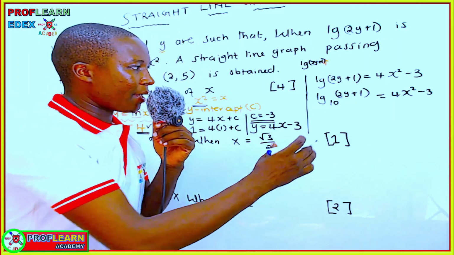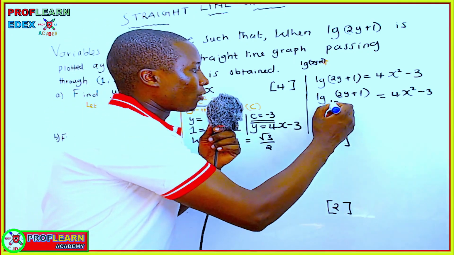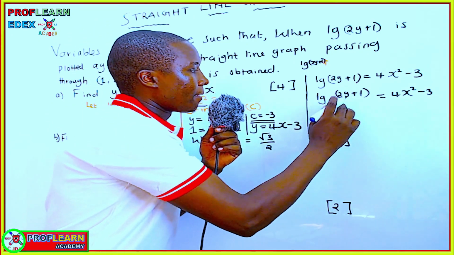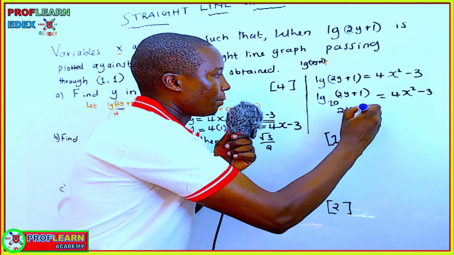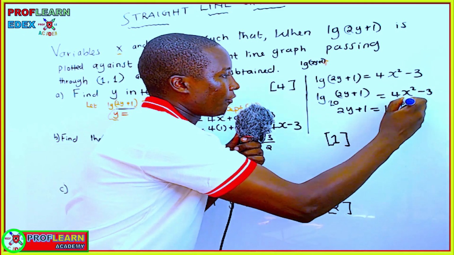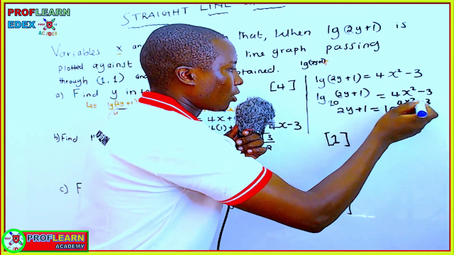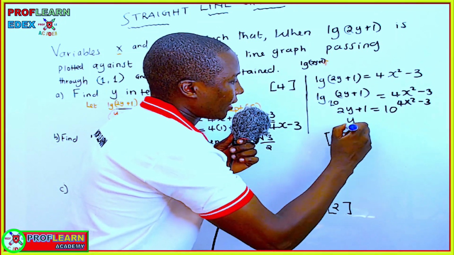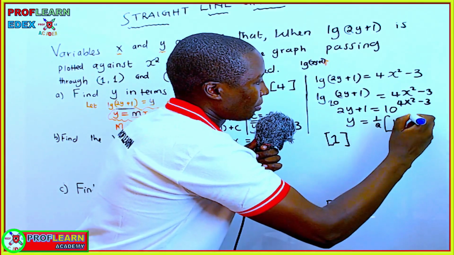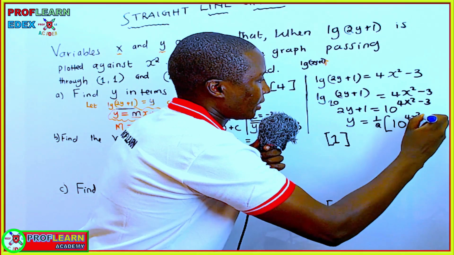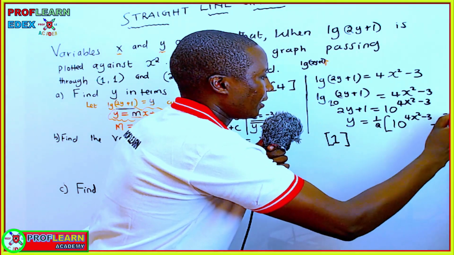So which means that if I want to remain with y, I can express this in index notation. So I'm going to raise this number by this. So in index notation, this becomes 2y plus 1 is equal to 10 raised to power 4x squared minus 3, right? So that I can now take 1 to the other side, then I divide by 2. So finally, our y is going to be 1 over 2 into bracket 10 raised to power 4x squared minus 3, then minus 1.